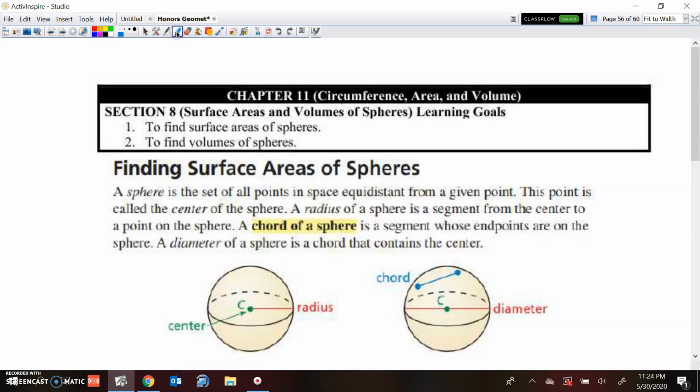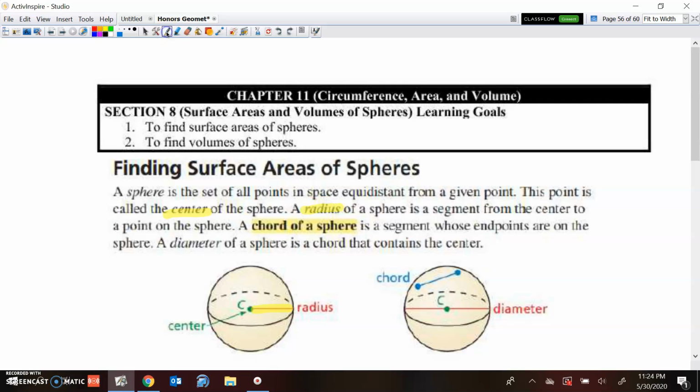Okay, so a sphere, by definition, is a set of all points in space equal distance from a given point. So you have a center point here. All of these distances coming out in every which way are equal distance to the center, and that's what makes up a sphere. Now the point in the center is called the center. And then a radius of a sphere is a segment from the center to a point on the sphere, in any direction. We'll keep it similar to how we've drawn it before with regular 2D circles.